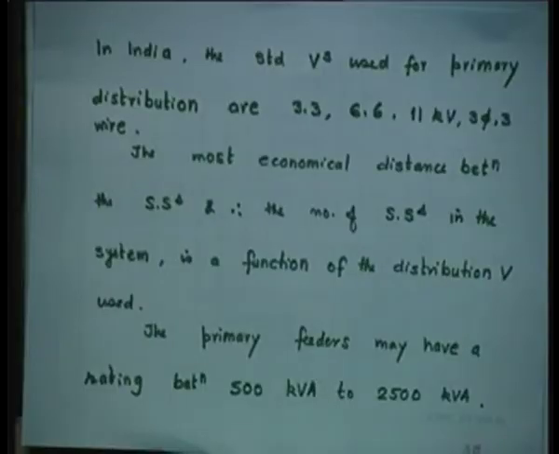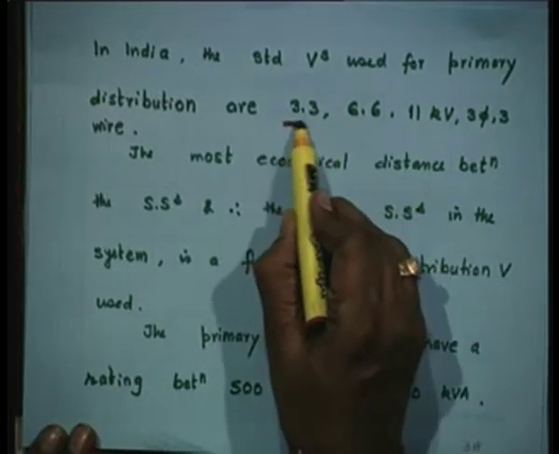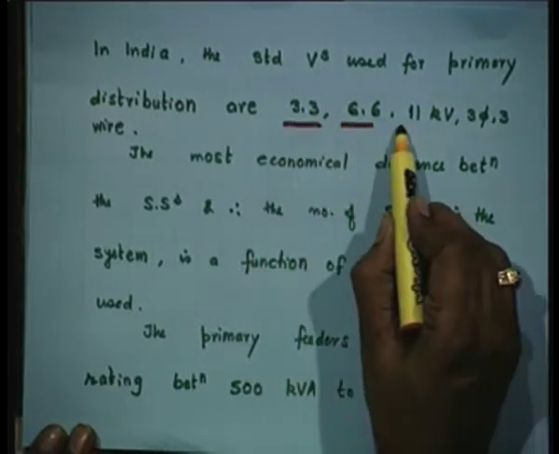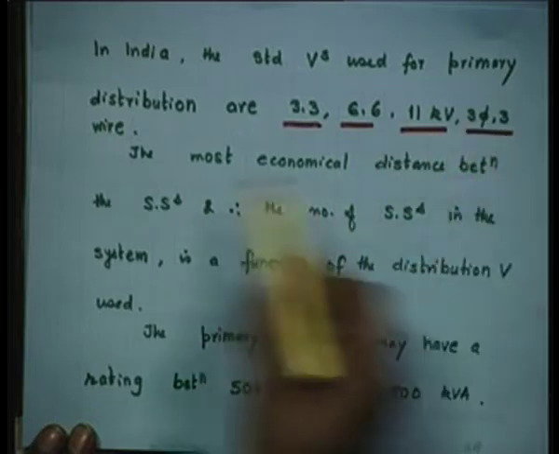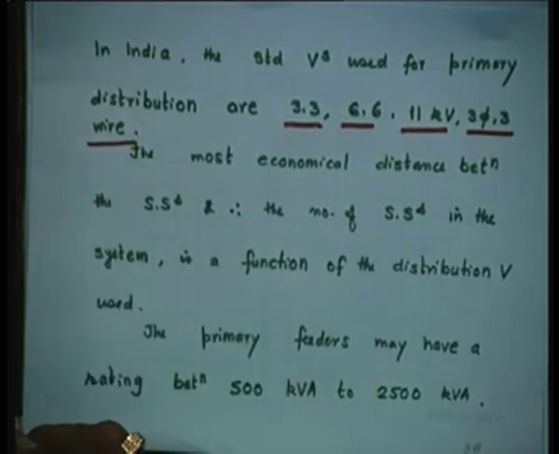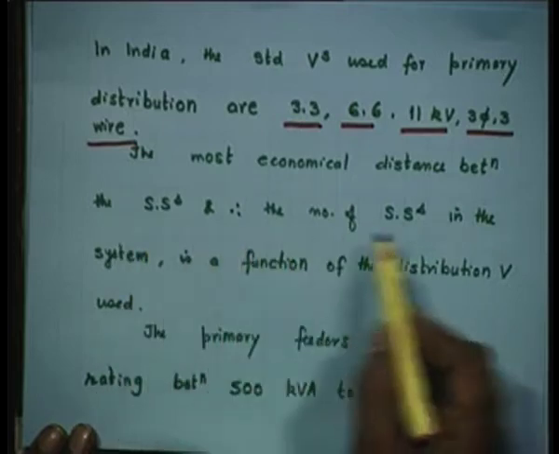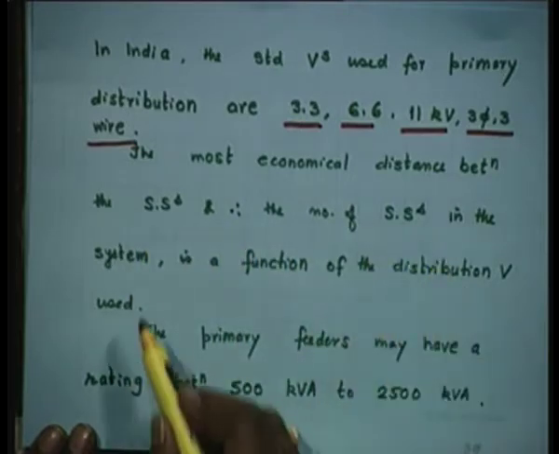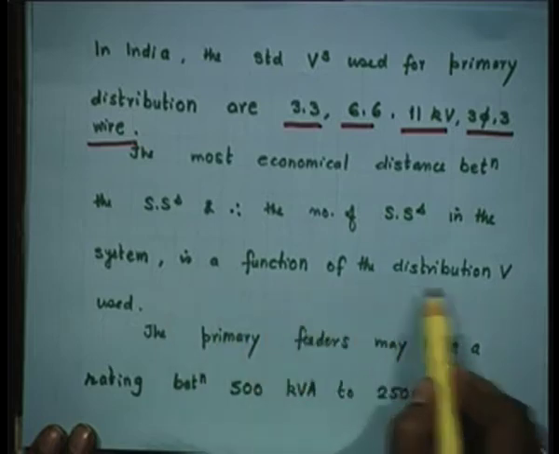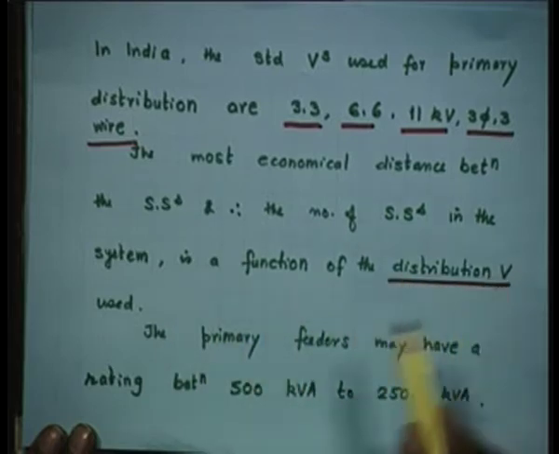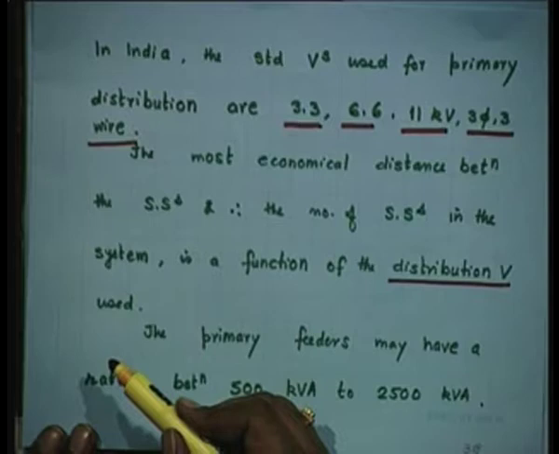In India, the standard voltages used for primary distribution are 3.3, 6.6, 11 kV, 3 phase, 3 wire system. The most economical distance between substations, and therefore the number of substations in the system, is a function of the distribution voltage used, and it is another optimization problem.